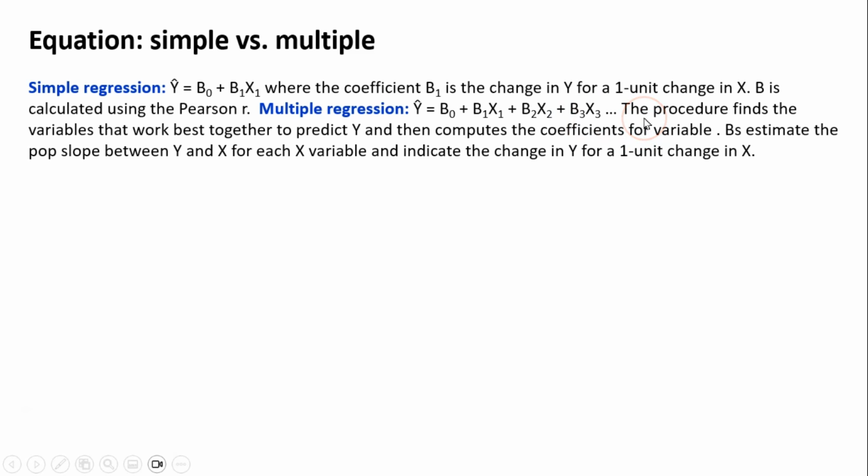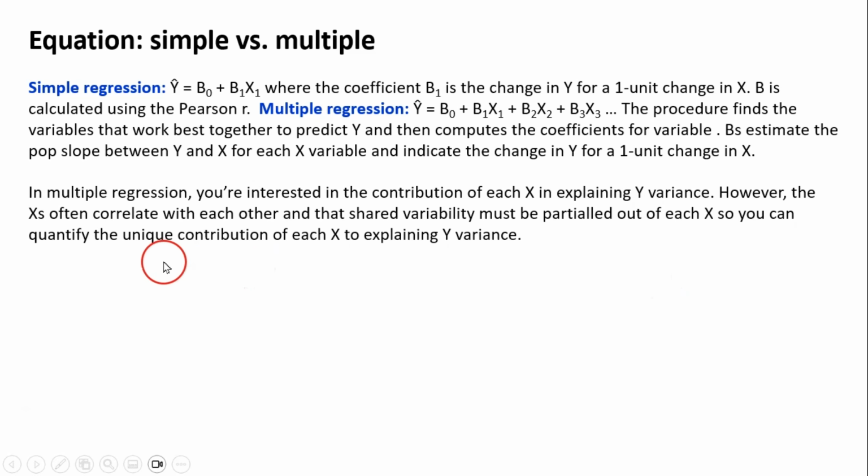The procedure for the multiple regression finds variables that work best together to predict y, and then computes the coefficients for each variable. So the B's estimate the population slope between y and x for each variable, and then as before, they indicate the change in y for a 1 unit change in x. So in multiple regression, you're interested in the contribution of each x in explaining y variability or variance.